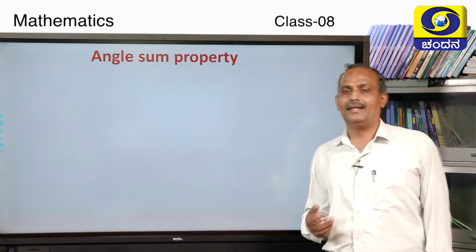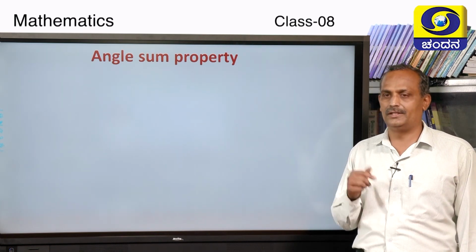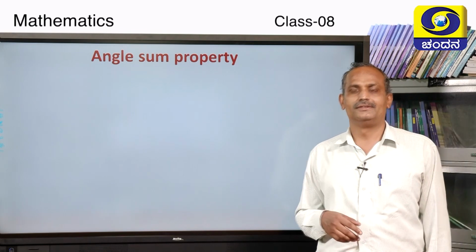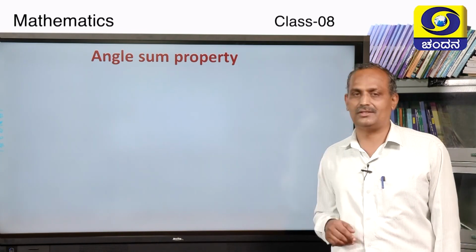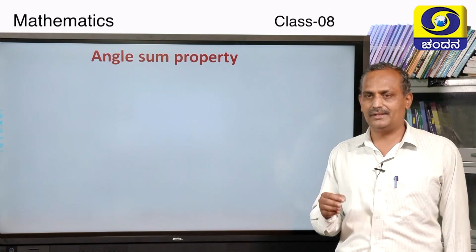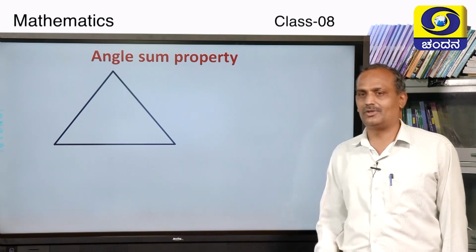Is it not? Let us study one important property of polygons or quadrilaterals here, as we are discussing the concepts of quadrilateral itself. The first important property or important feature is the angle sum property. What does it tell? Let us recall.